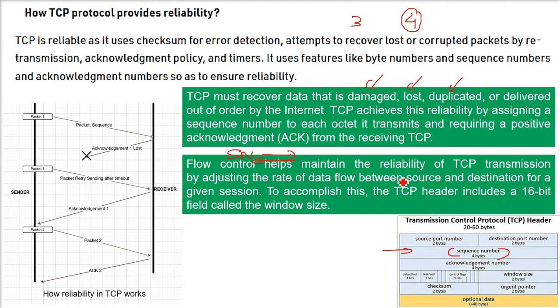There is one more thing, which is flow control. Flow control also helps in reliability by adjusting the rate of data flow between the source and destination for a given session. For this, the TCP header includes a 2-byte or 16-bit field called the window size. At the time of connection establishment, this window size is advertised. It is being said, this is my window size, you can send this much data to me. And the same happens on the server side also. So this window size, this sequence number, the acknowledgement, this is all reliability.